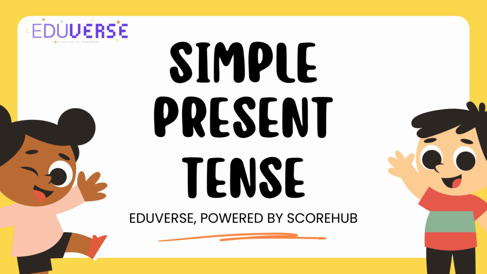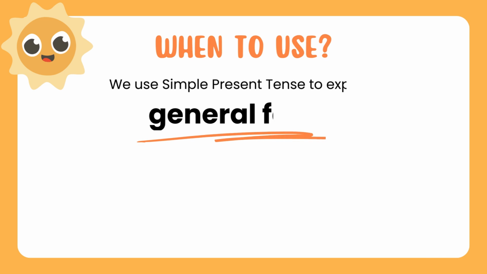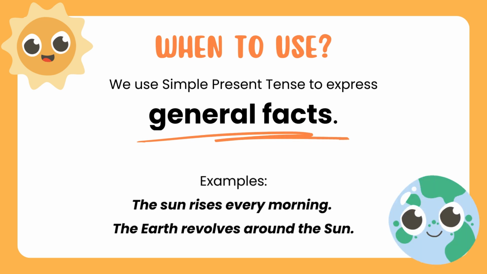So tell me, do you have any idea about the present tense? The present tense is when you use a verb to tell about things that are happening right now or things that are always right. The simple present tense is used to express general facts, like the sun rises every morning. The earth revolves around the sun. These are facts. That's why we use the simple present tense, rises and revolves.